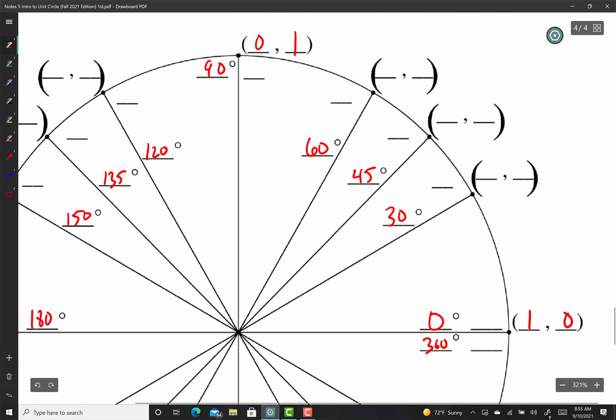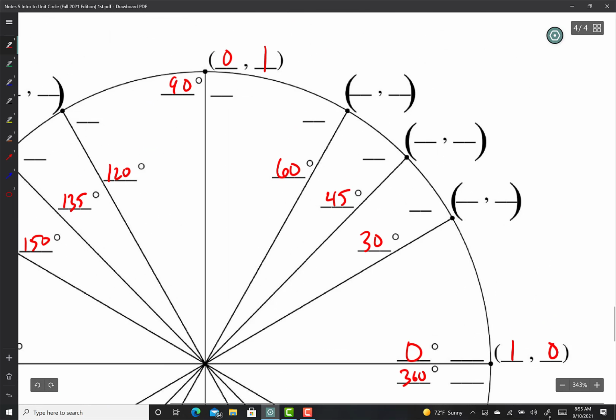All right, let's do the ones we just derived. At 30 degrees, square root of 3 over 2, 1/2. At 45, square root of 2 over 2, square root of 2 over 2. And at 60, toggle the ones that you had at 30. 1/2, square root of 3 over 2. By toggle, I mean switch them. Are we cool?